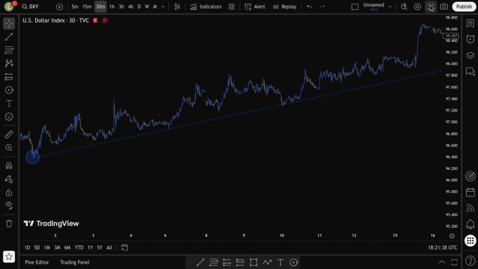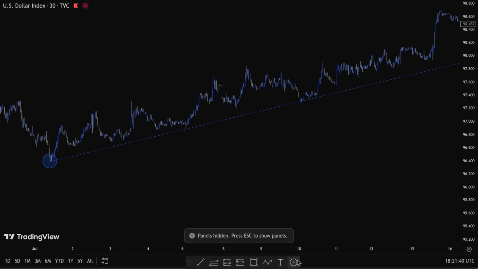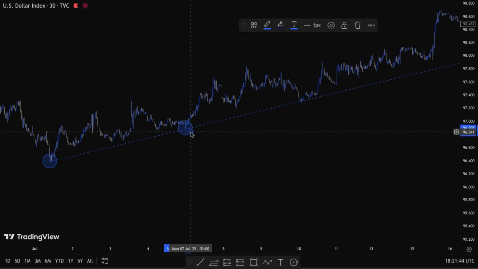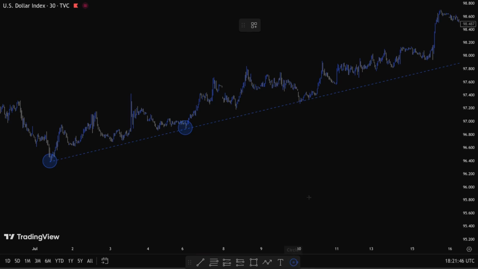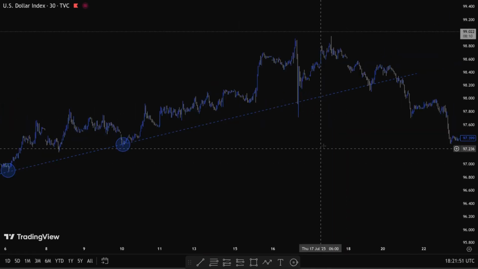This will go. So this is the first bounce. This is the second bounce. So this is the third bounce. This is the fourth bounce.